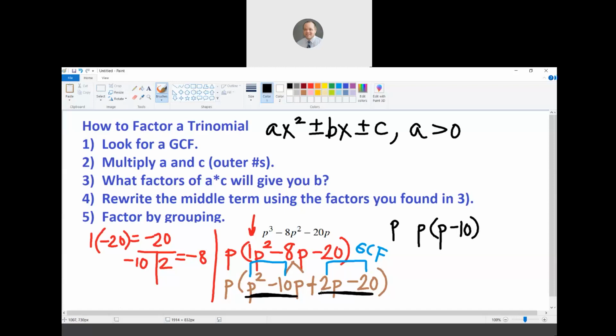Second pair of terms, and by the way, we don't need to change the sign of our last term because it is negative and that matches the sign in our parentheses. So we'll just pull out a plus 2. And when we pull out a 2 out of the last two terms, that also gives us P minus 10.